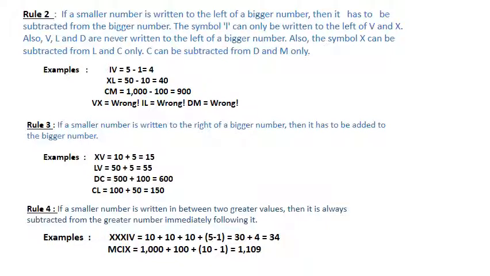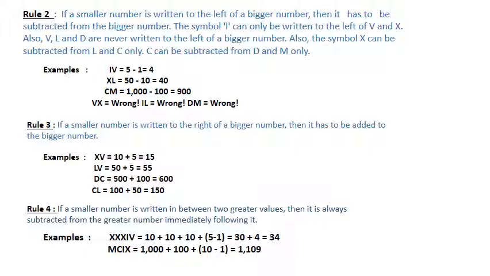Okay, let's see the second example. M, C, I, X. Okay, if you see M, the value of M is 1000. The value of C is 100. Now this I is 1 and X is 10. Now if you see, this is a bigger number than this. If you see, I is the smaller value between C and X. So in such a case what will we do?